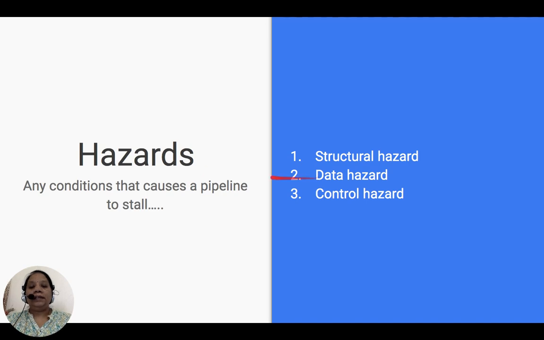And there are three types of hazards. The first hazard is called the structural hazard. Every type has some solutions, but we are not going deep into it. We're just going to see what the types of hazards are and how a hazard occurs. So the first is the structural hazard, the second is the data hazard, and the third is the control hazard. Let's see one by one how the hazards occur.